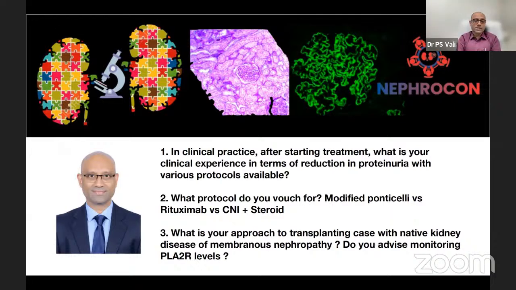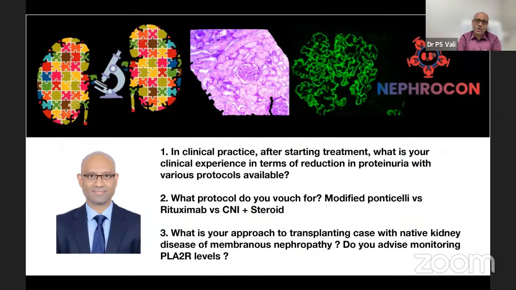Probably for all legal reasons, we should resort to testing PLA2R antibodies before going to transplantation. But once a patient of membranous nephropathy is on dialysis, that's what the literature also says, and even my observations say, that PLA2R antibodies surprisingly become negative within 6 months of starting maintenance hemodialysis. However, we are bound to test for PLA2R antibody levels or any of the newer antigens suspected before going for transplantation, at least to make sure that we have documented negative PLA2R.